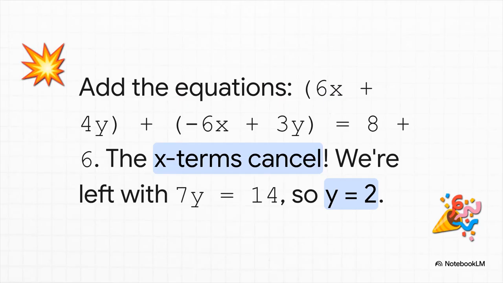And now for the cool part. We literally just add the two new equations together. The 6x and the minus 6x, they just cancel each other out. Gone. We're left with this super simple equation, 7y equals 14. A quick division tells us that y must be 2.